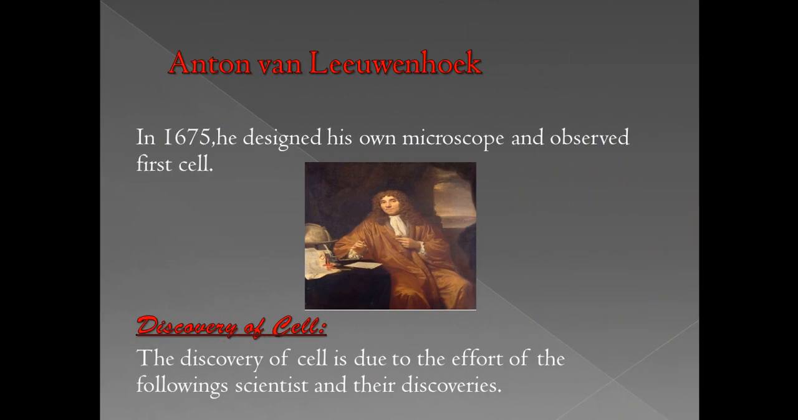Now come to our topic. This is the one scientist, you can see, Anton van Leeuwenhoek. In 1675 he designed his own microscope and observed the first cell. Discovery of cell. The discovery of cell is due to the effort of the following scientists and their discoveries.